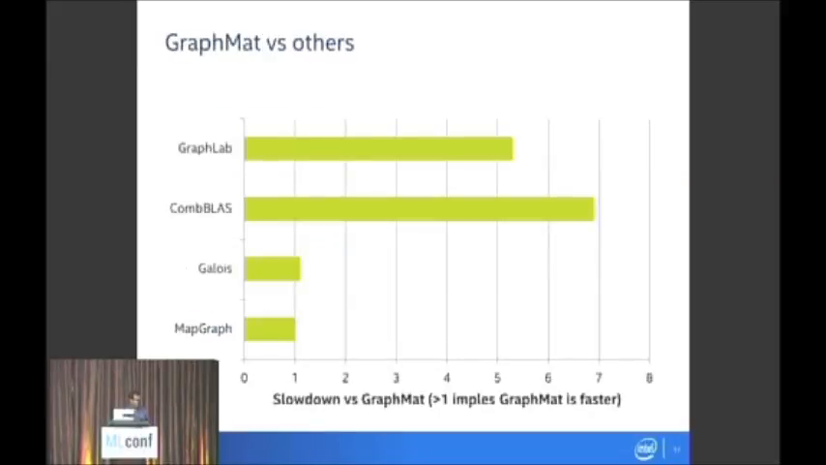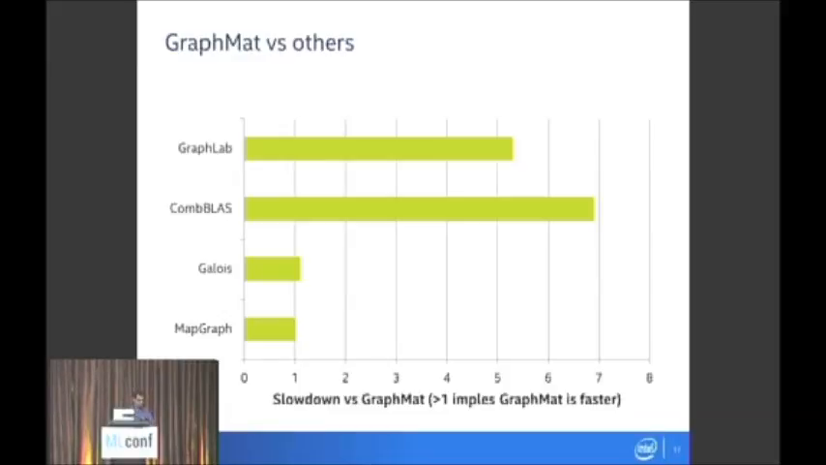So what this enables us to do is outperform a lot of different graph frameworks. Compared to GraphLab and CombBLAS, Galois, and MapGraph, we are actually performing better. And this graph is averaged over 5 different algorithms, each running on 4 or 5 different data sets. The details are in our papers. You can look at it for more detailed information.